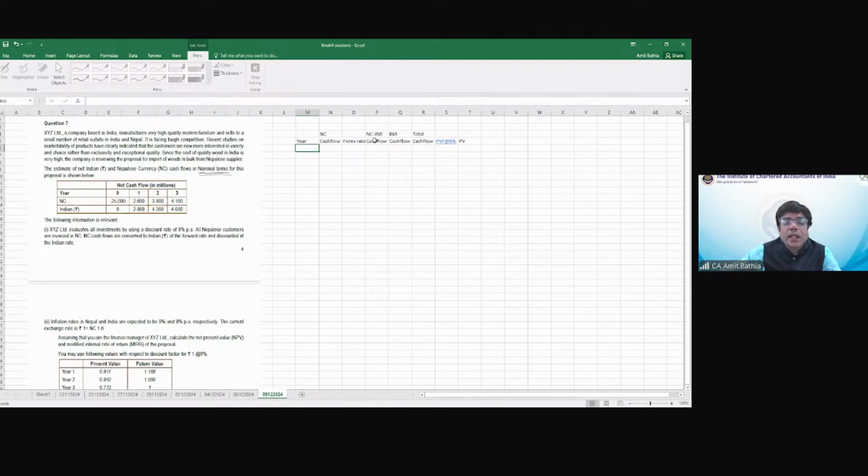So rather than taking individually both the cash flows and discounting them, what I'm going to do is take the INR cash flow also, because I also have an INR cash flow here. Take the total cash flow and then discount it at 9%, right? So here I have 0, 1, 2, and 3.